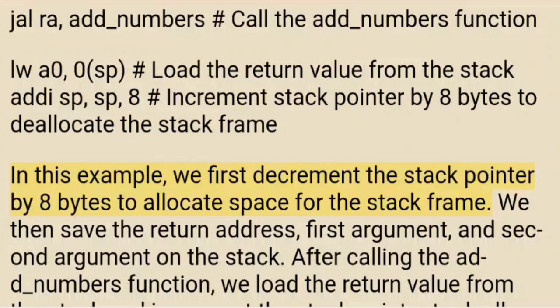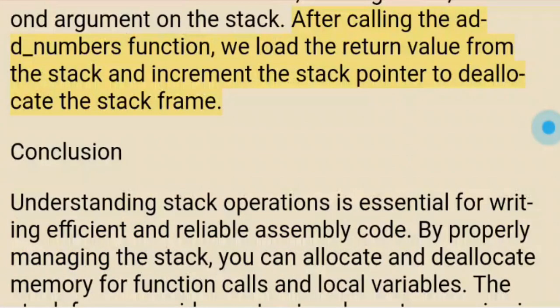In this example, we first decrement the stack pointer by 8 bytes to allocate space for the stack frame. We then save the return address, first argument, and second argument on the stack. After calling the add_numbers function, we load the return value from the stack and increment the stack pointer to deallocate the stack frame.